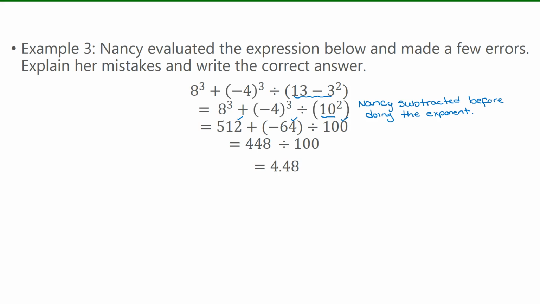Now in the next step, we have an addition and a division, so she should divide first, but it looks like she added 512 and negative 64 first to give 448. So that's the next mistake. Say that Nancy added before dividing. And then she divided and got 4.48. Okay, so let's write the correct answer now that we know where she went wrong.